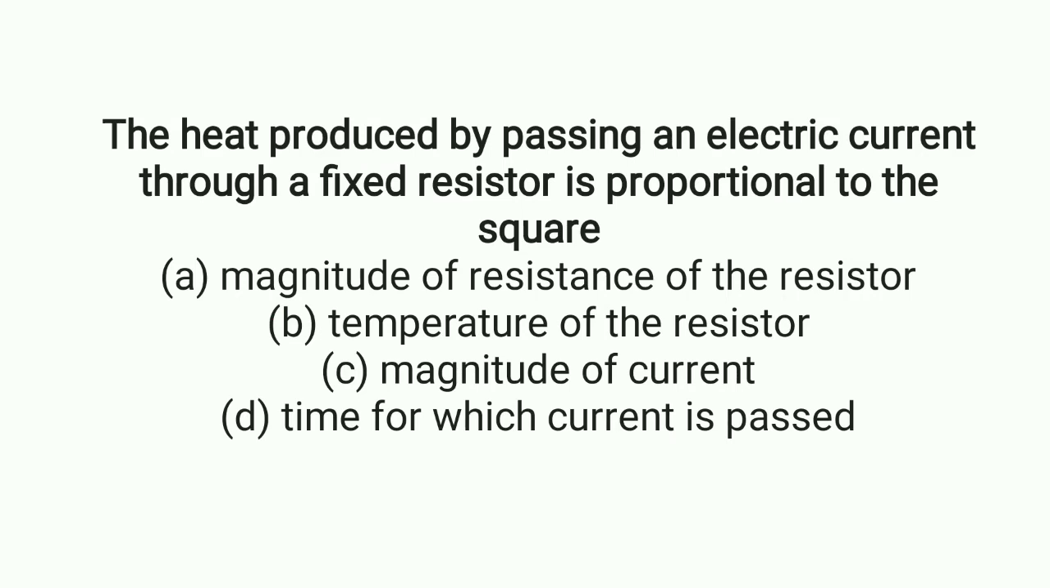The next question. The heat produced by passing an electric current through a fixed resistor is proportional to the square. Option A, magnitude of resistance of the resistor. Option B, temperature of the resistor. Option C, magnitude of current. Option D, time for which current is passed. So we know the relation that heat produced in a conductor, H is equal to I square R into T. So here the square is option C, that is magnitude of current.